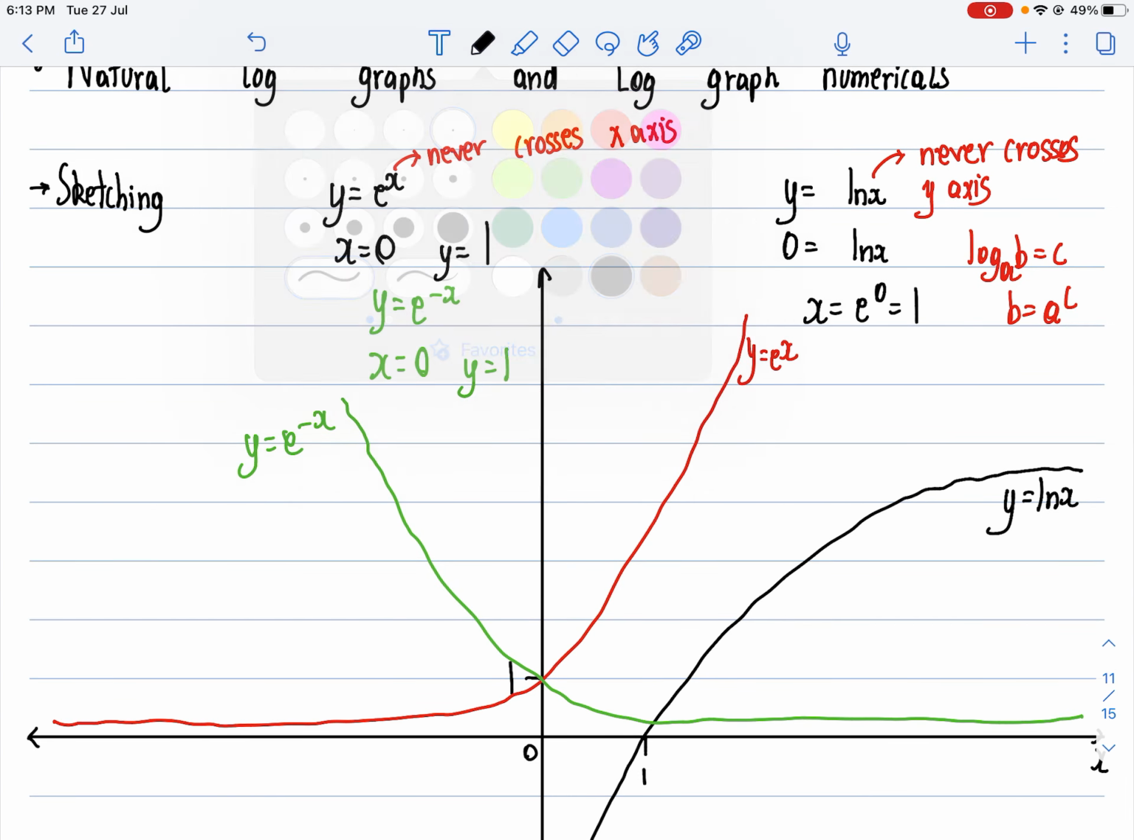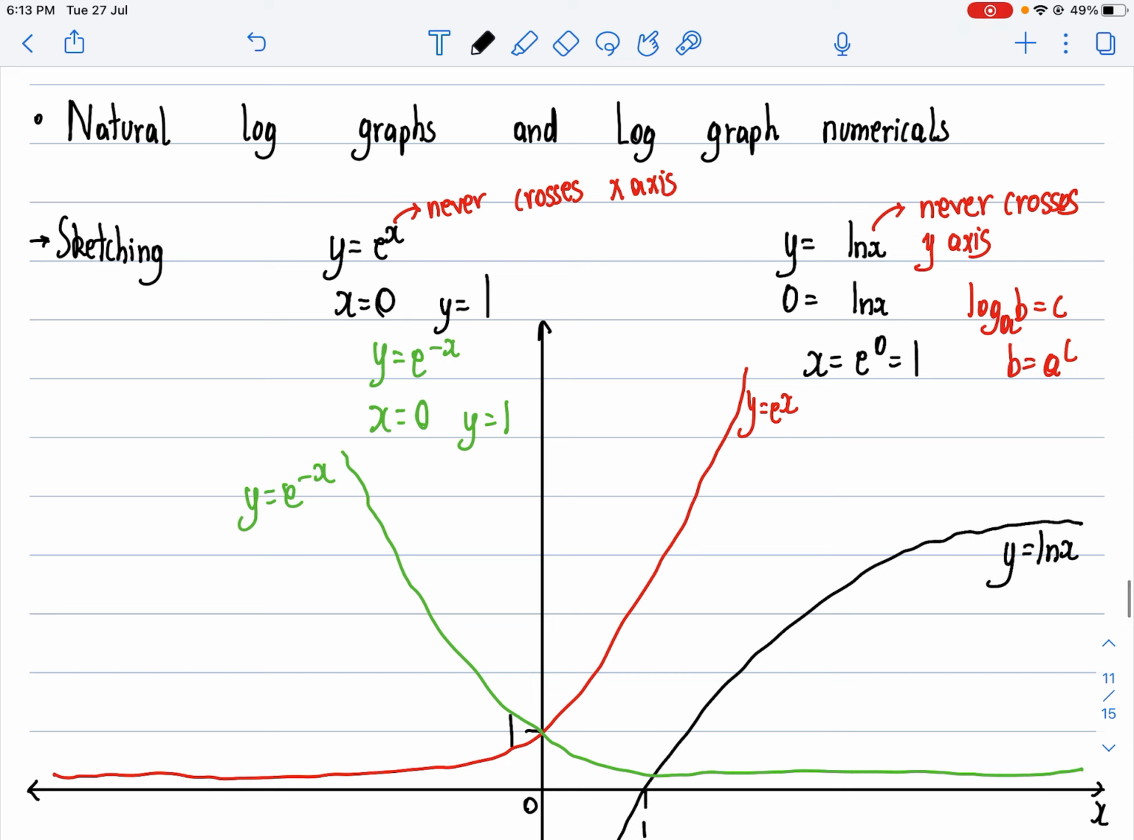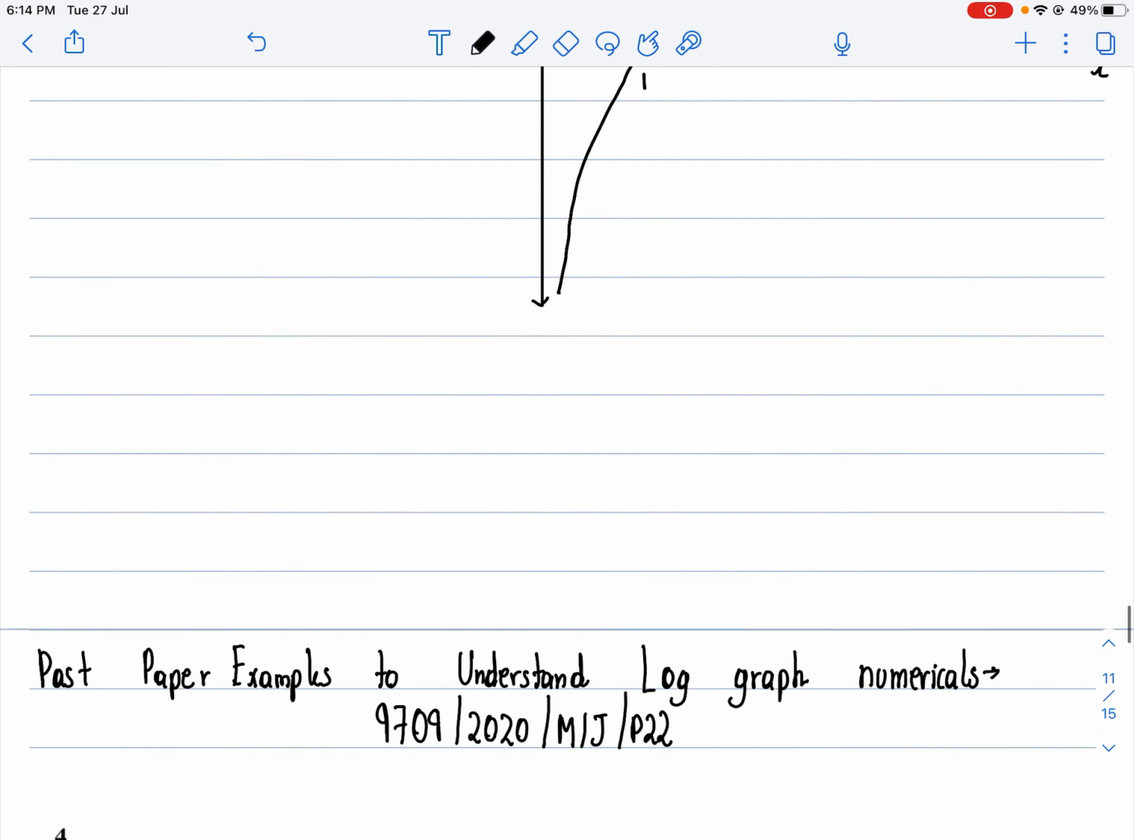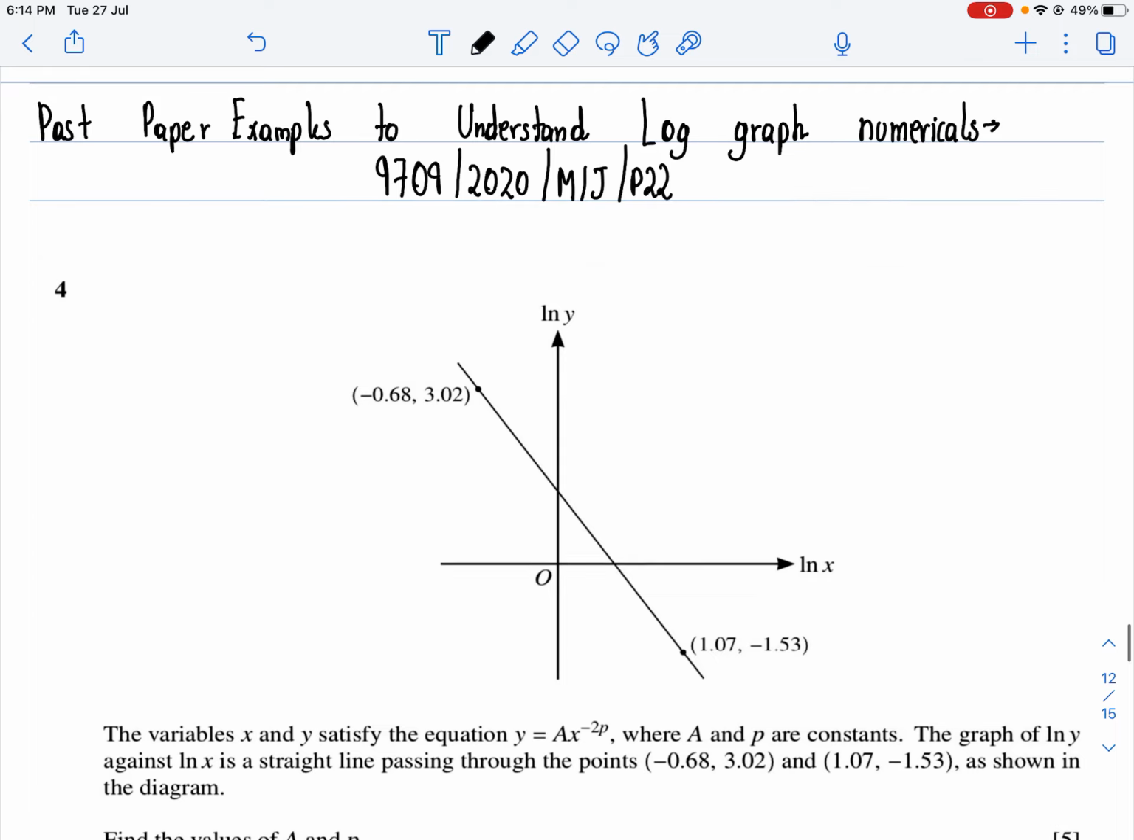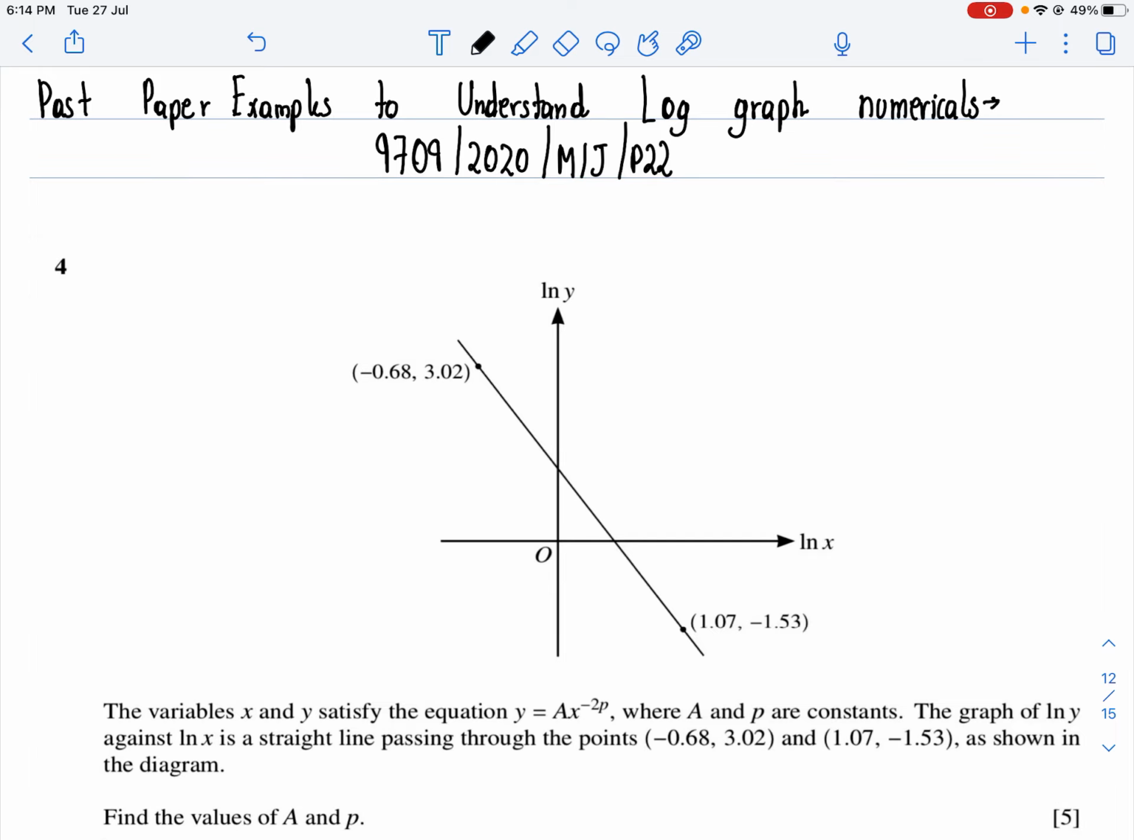Actually this is not asked very frequently, though obviously they are asked in paper 2. But what we are doing next is really important, because that's what's asked more frequently. That's log graph numericals. For this concept, there's no hardcore concept. We'll understand this via a past paper question. You need to remember all your log properties properly, and some logic will be required to crack this question.